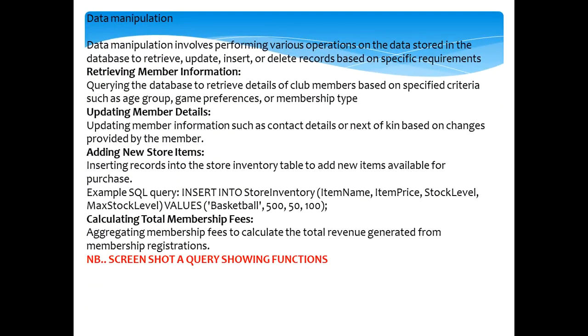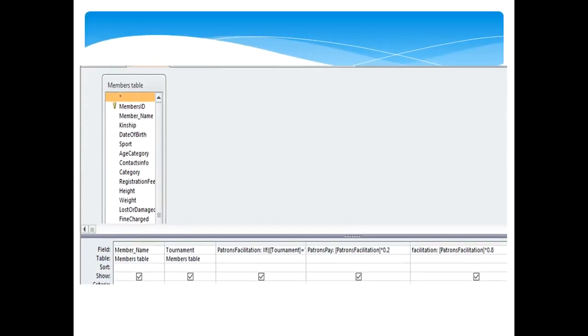Then we have data manipulation. Data manipulation involves performing various operations on data stored in a database to retrieve, update, insert, or delete records based on specific requirements. So here, for data manipulation, you can show retrieving member information, a query. Actually here, you can screenshot a query trying to show how calculations are done. So screenshot a query showing functions. Like for example here, you can see I have screenshot the query membership table showing how to calculate patrons pay, patrons facilitation, and generally the facilitation fees.